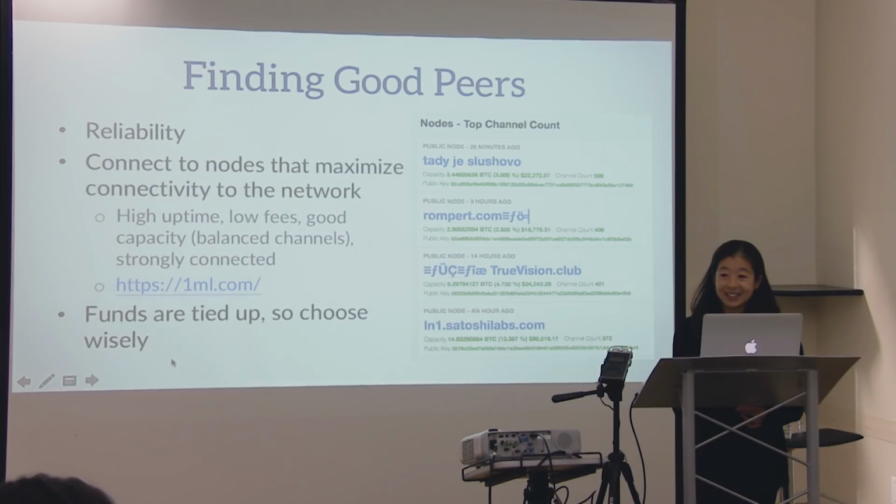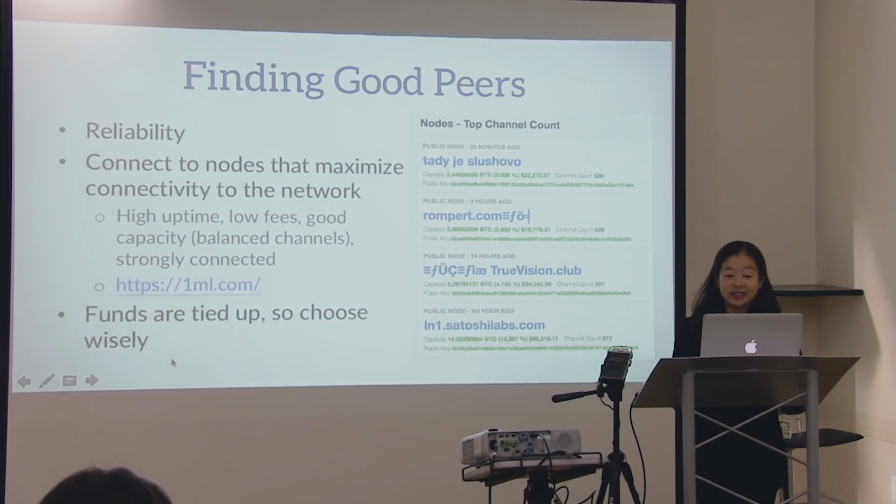Sorry? Yeah. So let's say I'm paying to this node. Can they later function as routing nodes to me? Sure. Yeah. What do you mean with balance channels? I mean, you don't have this information. Oh, yeah, that's a good point.